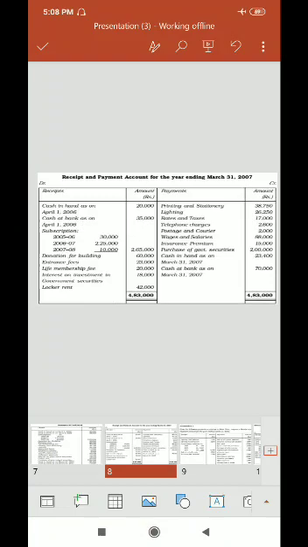Yes, what balance is it showing? It is a debit balance, because we have written balance carried down on the credit side, that is cash in hand as on March 31st 2007, 23,400, and cash at bank as on March 31st 2007, that is 70,000. Please don't get confused.